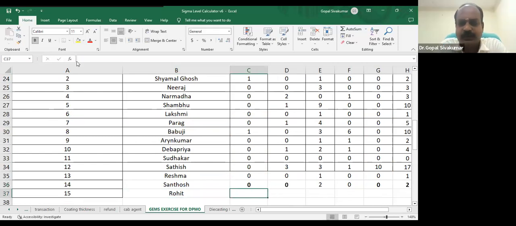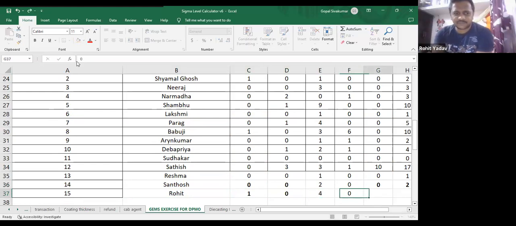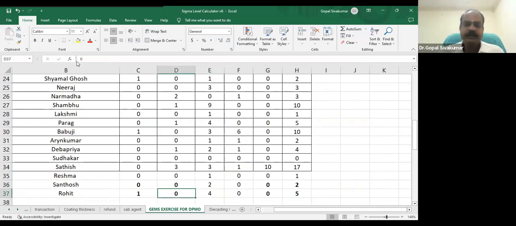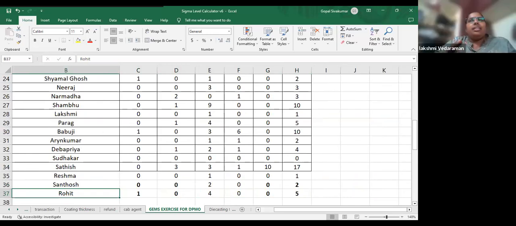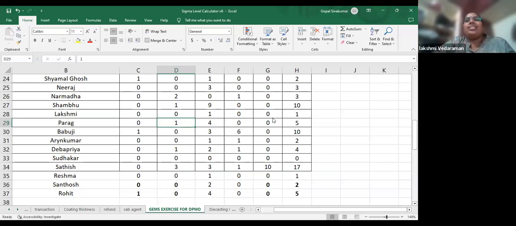Now Rohit, moving on to Rohit. Yeah, 1, 0, 4, 0, 0. All right. One doubt I have. Yes, madam. This crack is there, right? For crack cases, the shape will be changing, right? Whether that needs to be put in that column also.